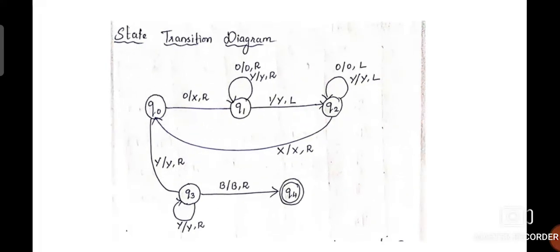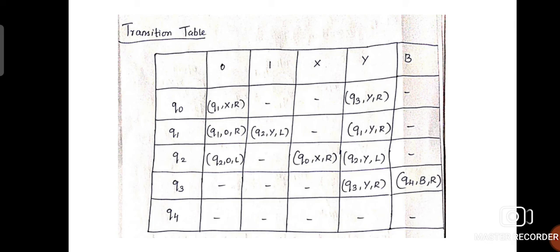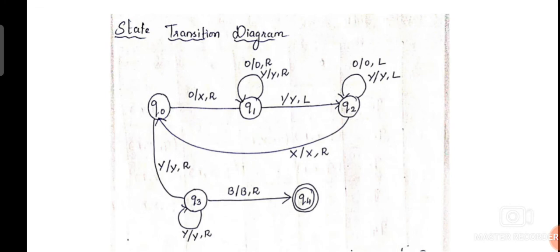Also we can draw the transition diagram for the same situation. We have Q0, Q1, Q2, Q3, and Q4 is the final state. We have to put labels on the edges. In the label we mention the input symbol and the replaced symbol, and the third parameter is the direction of movement. Here we can mention either R for right direction or L for left direction. The same operations that we mentioned in the transition table can also be mentioned as labels of the edges.